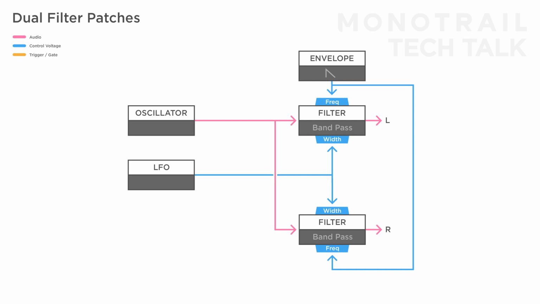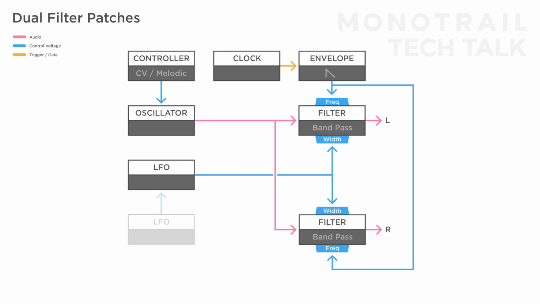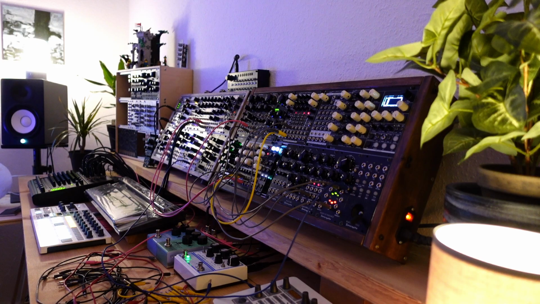Here is a very similar setup, but this time a controller is used to send a 1V per octave signal to the oscillator. The envelope opening both filters is triggered by a free running clock, and an additional LFO is used to modulate the speed of the LFO that's causing the stereo width.